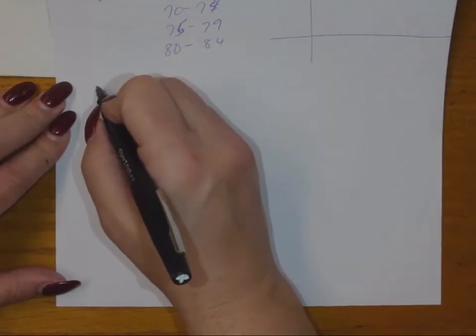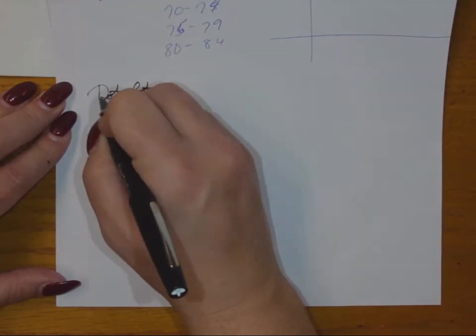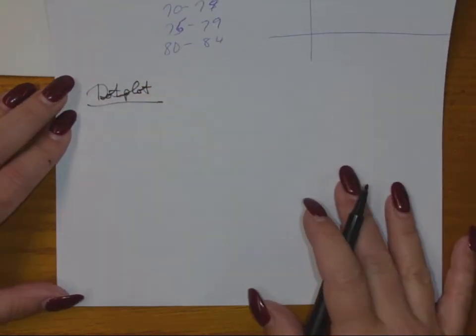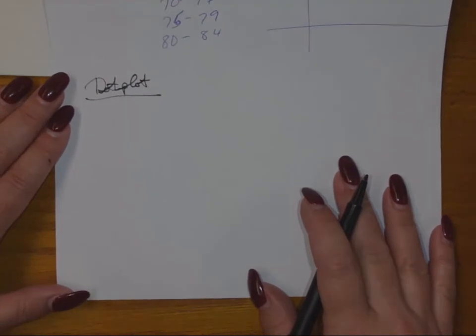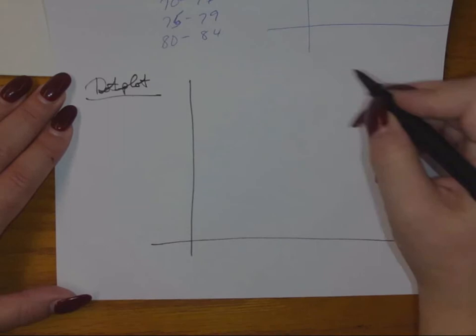Okay, how about a dot plot? This one's a little weird to me. I don't use it much, I don't see it much, but I want to make sure that you've seen it. So again, I'm going to use the data that we had from our large cubes.